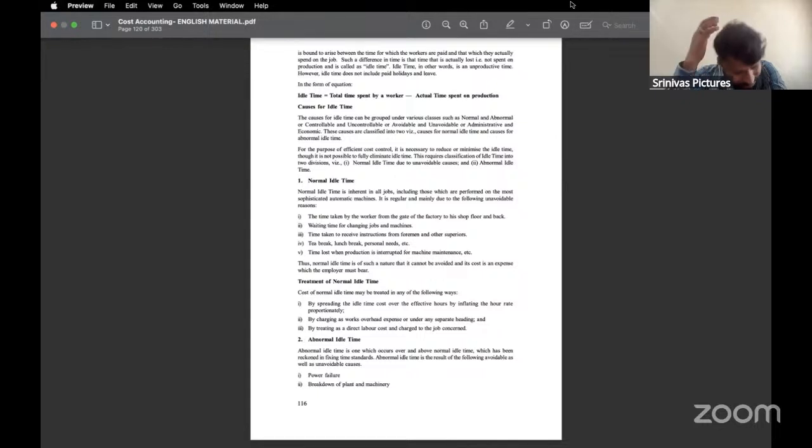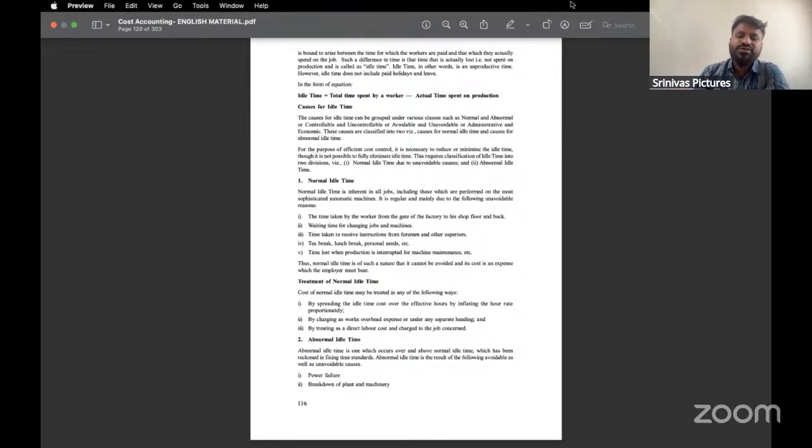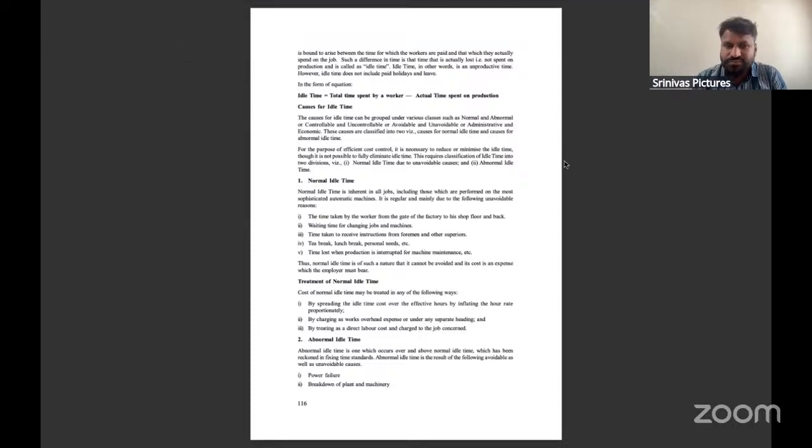There is a power failure. Because of the power failure, productivity is going to stop. When there is no power, production automatically stops, which is a big problem for us. And breakdown of the plant because of some technical issue, when we are not able to use the machinery, that is also abnormal idle time.